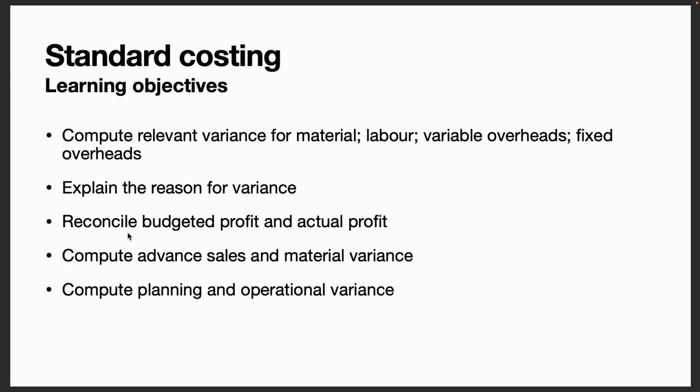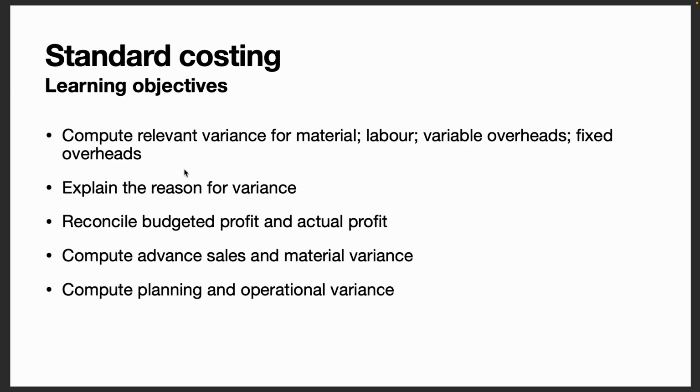You should be able to compute variance for material, labor, variable overhead, fixed overhead, and also sales. You should be able to explain the reason for variance, why variances occur. You should be able to reconcile budgeted profit and actual profit using the variance. You should be able to compute advanced sales and materials variance, which is the new thing that you are covering, and you should be able to compute planning and operational variance. These are the new areas that you're coming up.